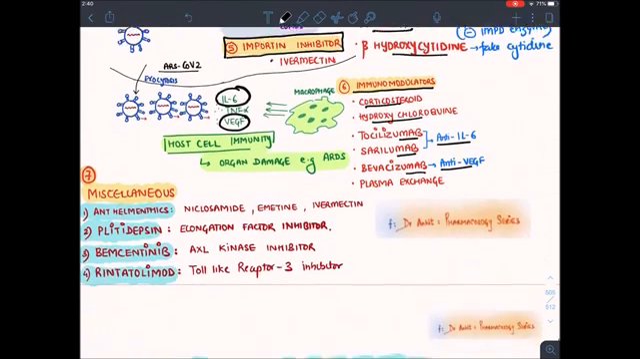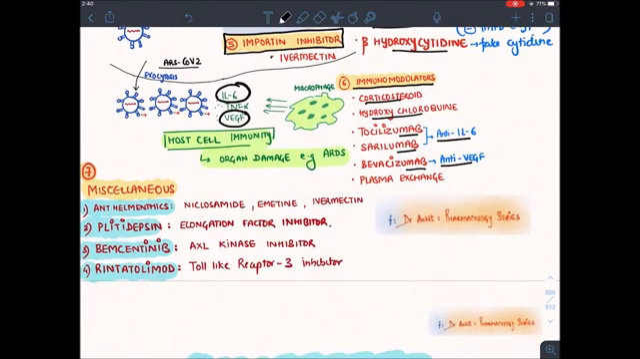Okay. And these are certain miscellaneous drugs which have a very complex mechanism of action. Need not remember, just write for the reference only. Probably some of them will be approved. They are under trial. Various anthelminthic drugs like niclosamide, emetine, ivermectin we have already discussed. Plitidepsin inhibits elongation factor required for the replication of RNA. Bemcentinib is an AXL kinase inhibitor, and rintatolimod inhibits toll-like receptor, which is present generally on our WBCs.